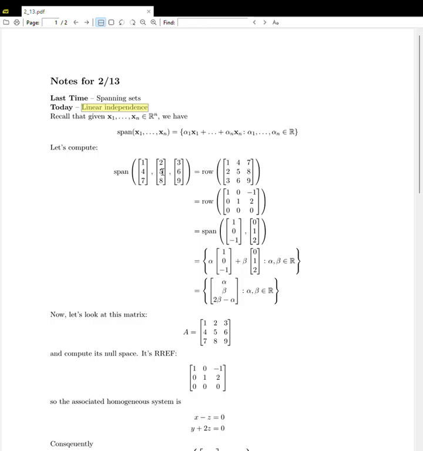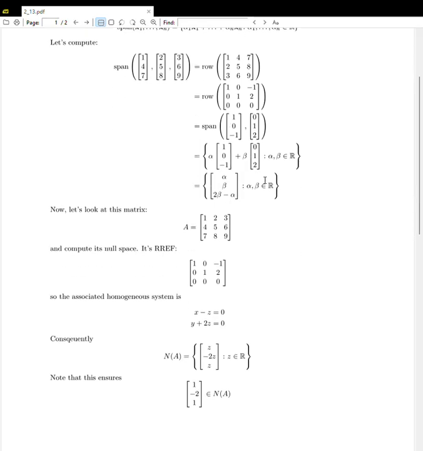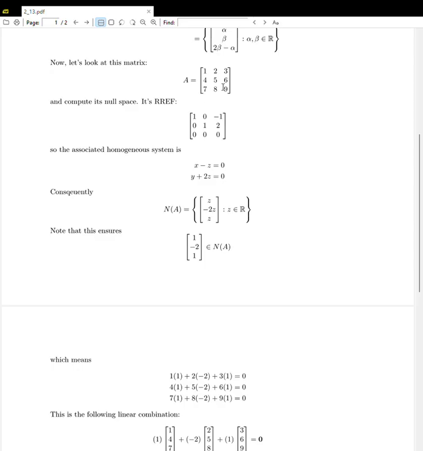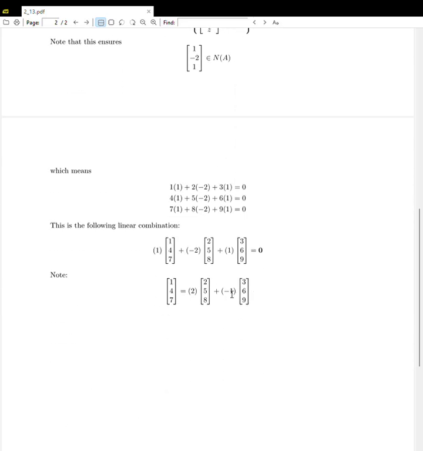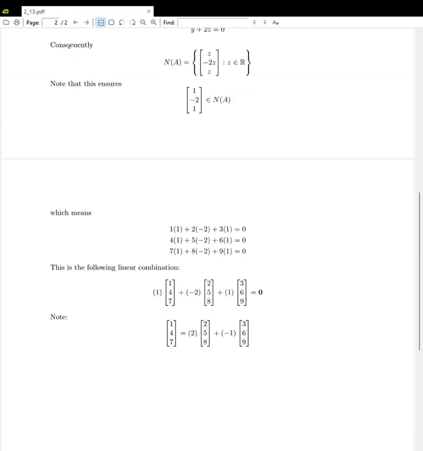Hey, we made it. Alright, so we found the simplified span of these three elements, and then we investigated the null space of the associated matrix, and we discovered this interesting thing going on here. So that's going to lead us to the following beautiful definition.